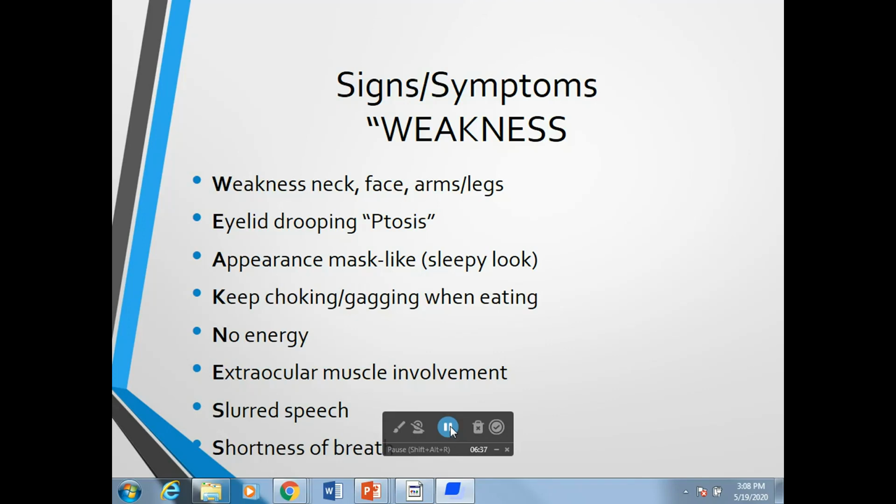N is for no energy, so remember it's going to be best to assist them with their activities, especially in the morning, because that's when they'll have more strength. E is extraocular muscle movement. S is for slurred speech, and another S is for shortness of breath.